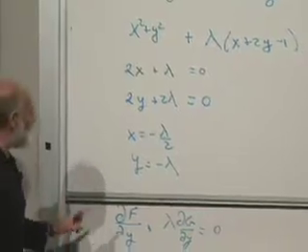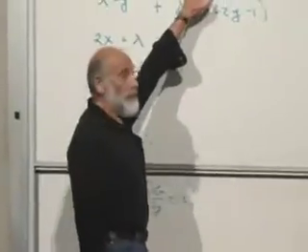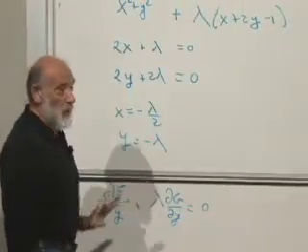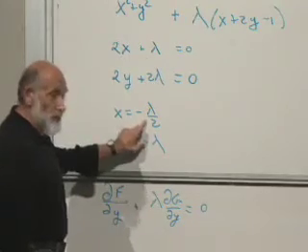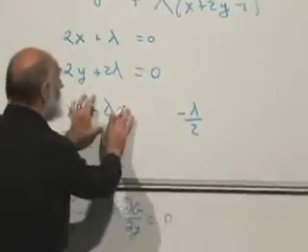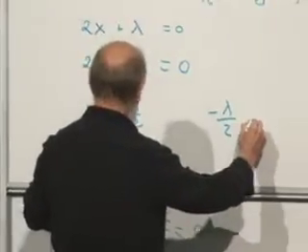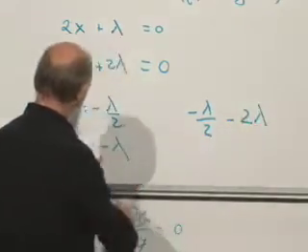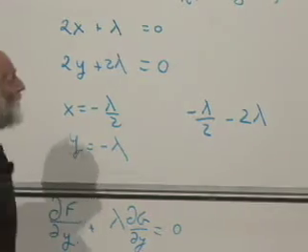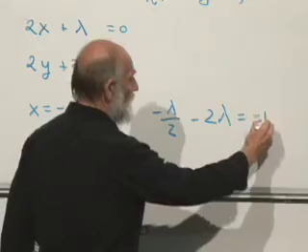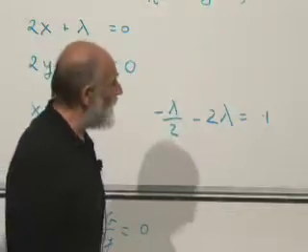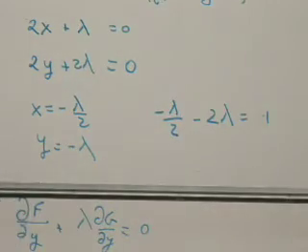What we do now is we choose lambda so that the constraint is actually satisfied. Let's do that. X plus 2y minus 1 is equal to 0. Let's plug in the solution. The solution is x, which is minus lambda over 2, plus 2y, which is minus 2 lambda, minus 1 is equal to 0. Sorry, is equal to 1. I just transposed the 1 over to the other side. And now, what does that mean in terms of lambda?